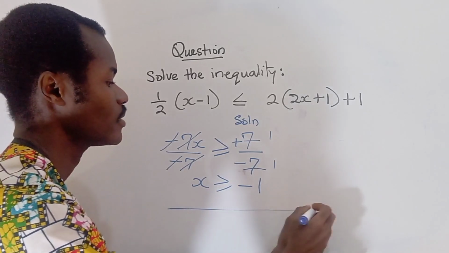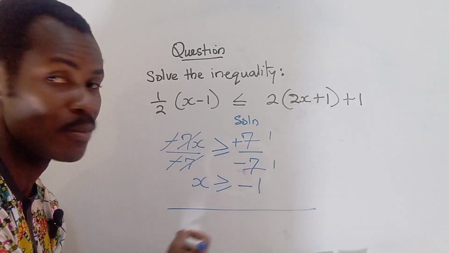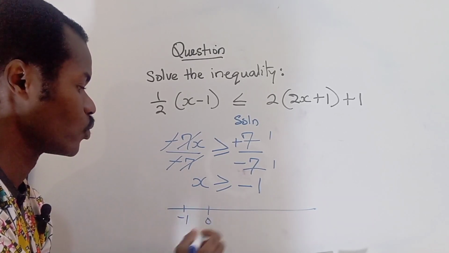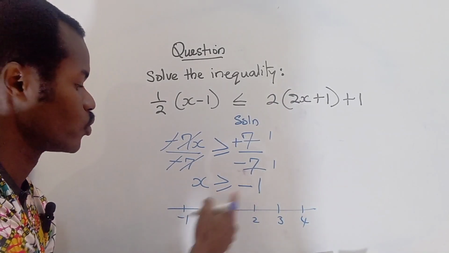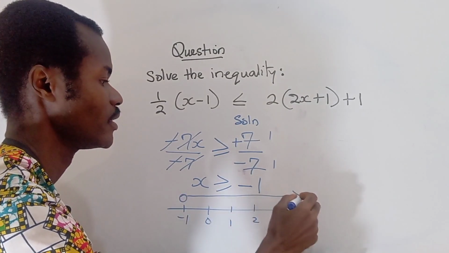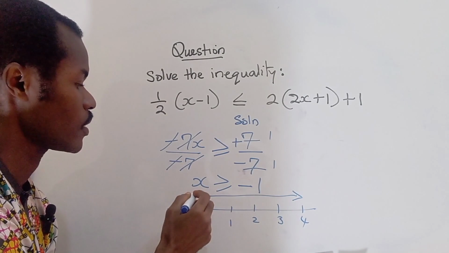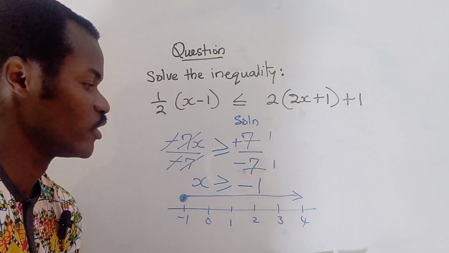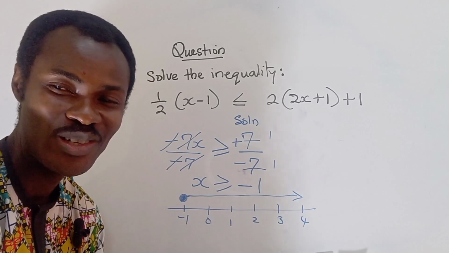Now you may want to represent it on a number line. You must make sure minus 1 is on this number line. So we have 0, we have minus 1, we have 1, 2, 3, 4, and so on. So minus 1, you want to locate it with a circle. Since the arrow is pointing this way, you want to draw a line this way. Now for the equal to, you want to shade this. Whenever you see equal to, you want to shade this. So this number line represents x is greater than or equal to minus 1. So that is the solution to this problem.